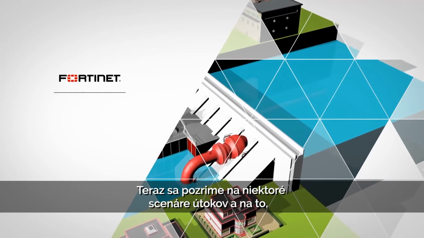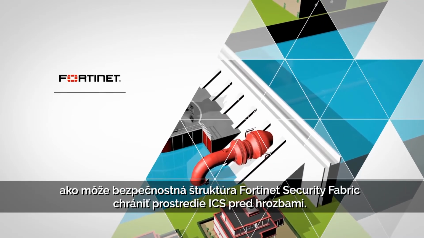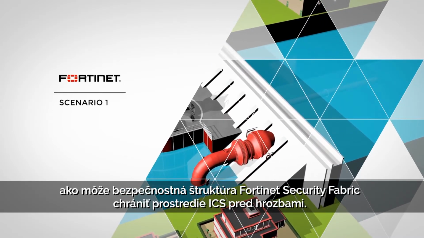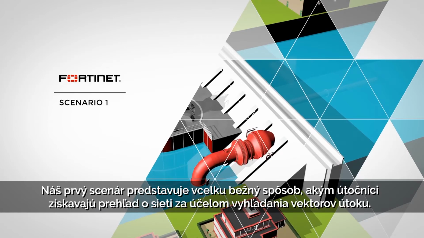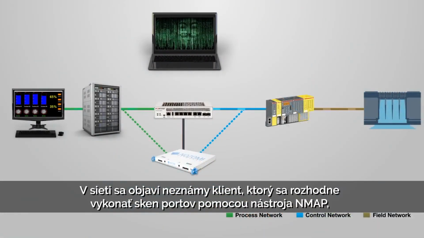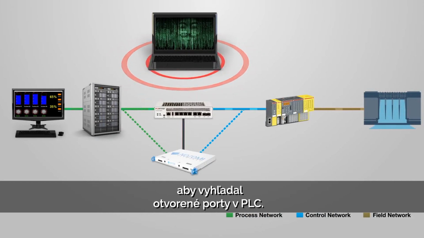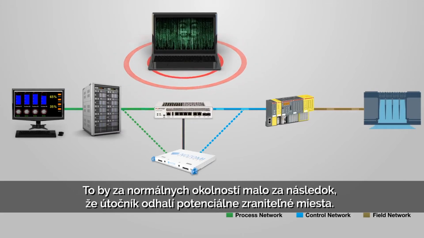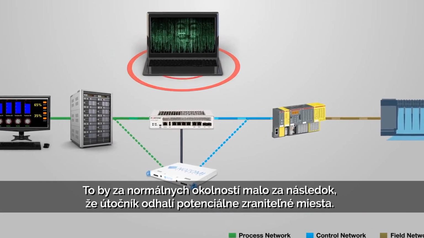Let's go over some attack scenarios on how the Fortinet security fabric can protect the ICS environment from threats. Our first scenario is a common way attackers gain visibility into the network to find vectors of attack. An unknown client that has appeared on the network decides to perform a port scan using the Nmap tool to scan for open ports on the PLC.